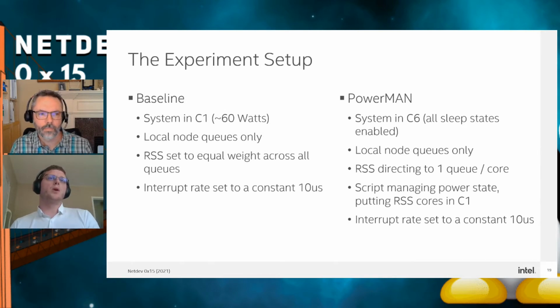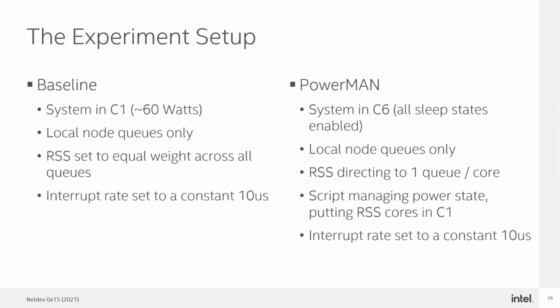For the experiment setup, both systems were set up with local node queues only. And then for the baseline case, we had the system in C1 as the max sleep state, and then RSS was set to the equal number of queues. And then the interrupt rate was set to a constant 10 microseconds. For the PowerMAN setup, we had all the cores in C6, except for the queues that were active. And then we had RSS directing to a single queue initially, and the interrupt rate was also set to a constant 10 microseconds. Next slide, please.